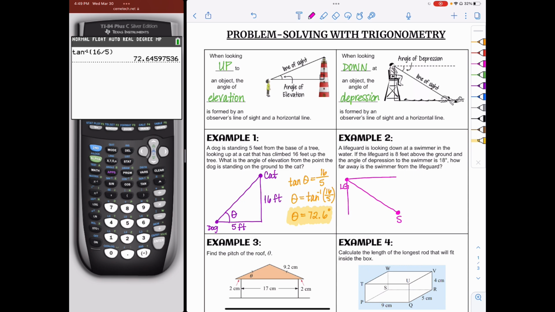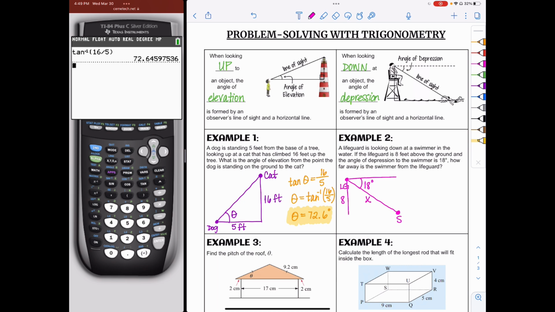and the angle of depression to the swimmer is 18 degrees. So my angle of depression is 18 degrees. It says how far away is the swimmer from the lifeguard. So how far away is the swimmer from the lifeguard? They want to know this side here, and I'm going to call it X.